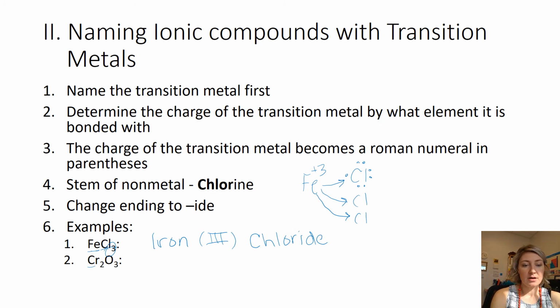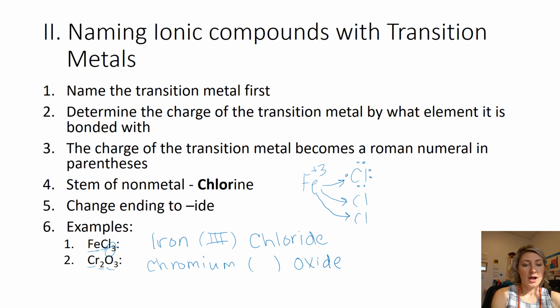All right, let's apply the same example for chromium oxide. So Cr is chromium. I'm going to leave those parentheses. I haven't determined the charge yet, and we're going to finish off. Oxygen becomes oxide. And now I need to go back and determine. Well, now this time we've got something funky going on.